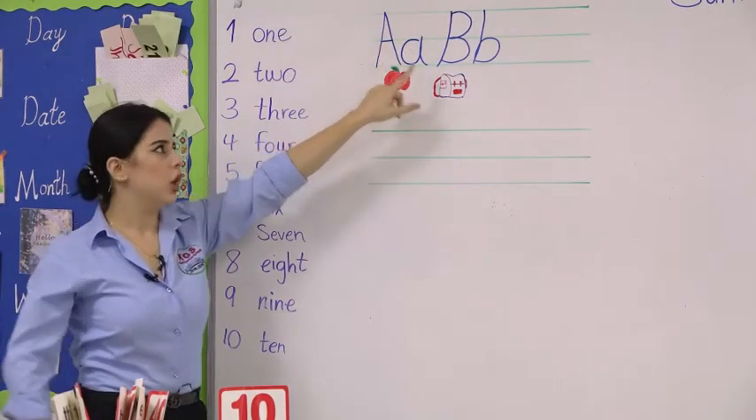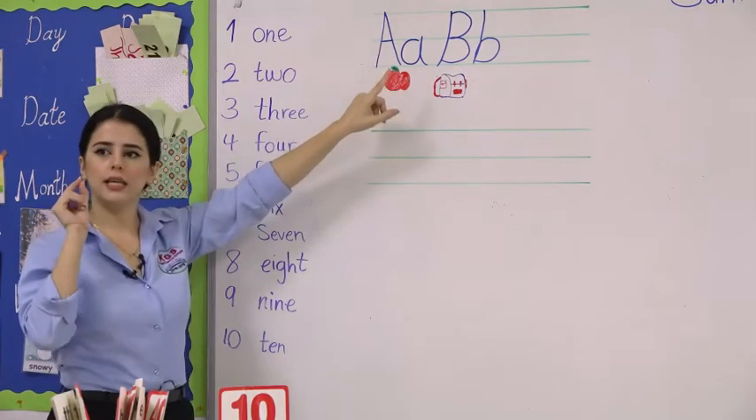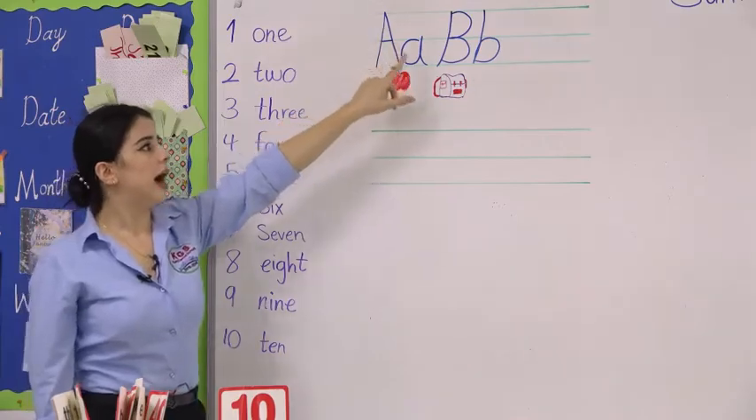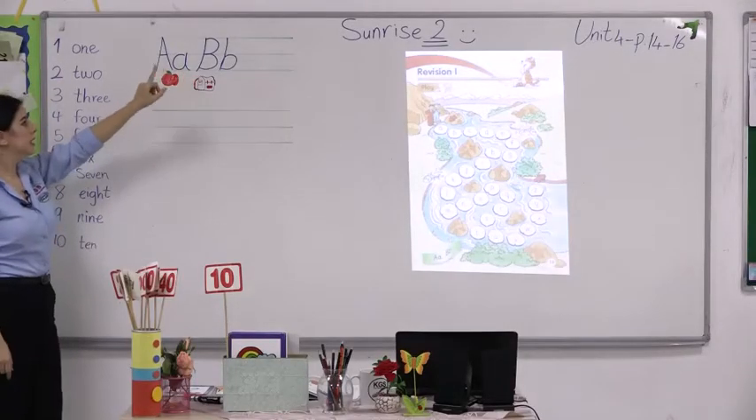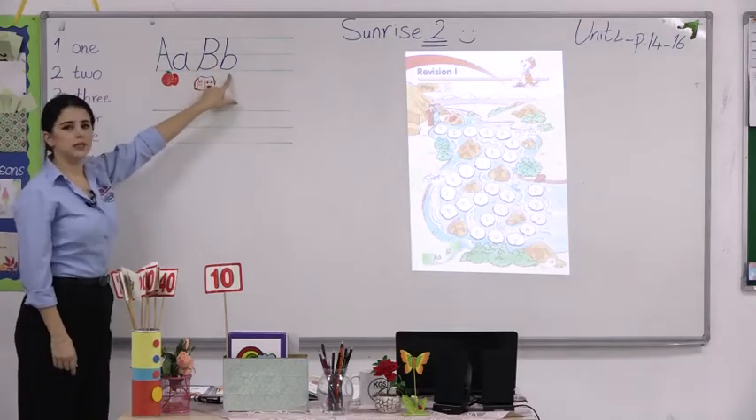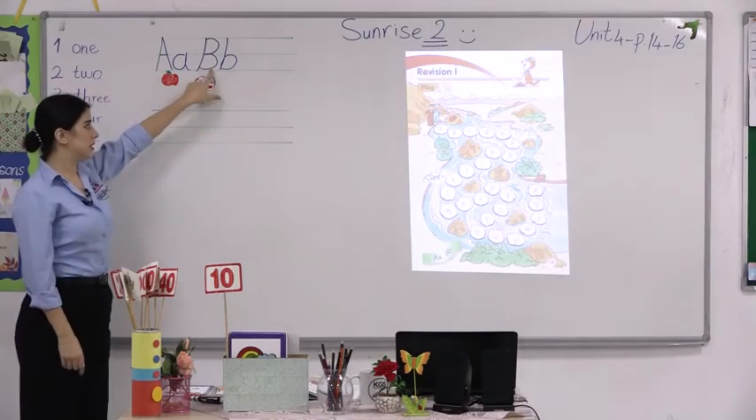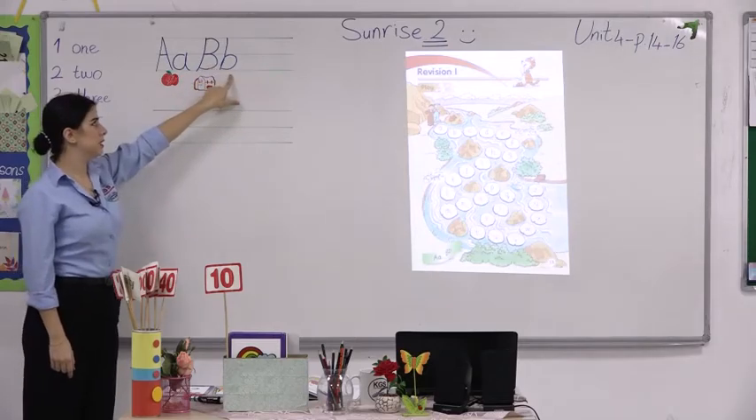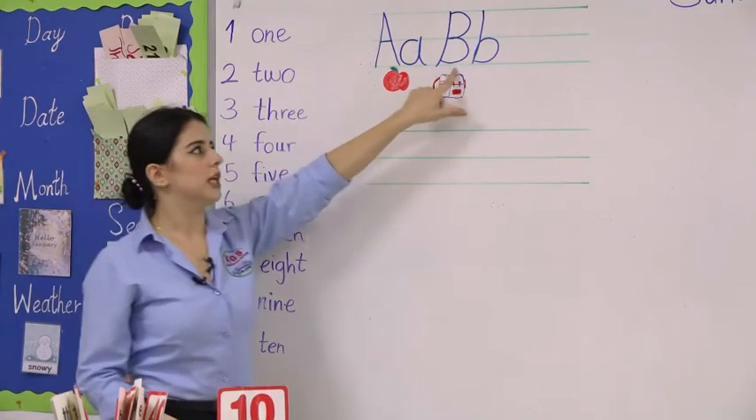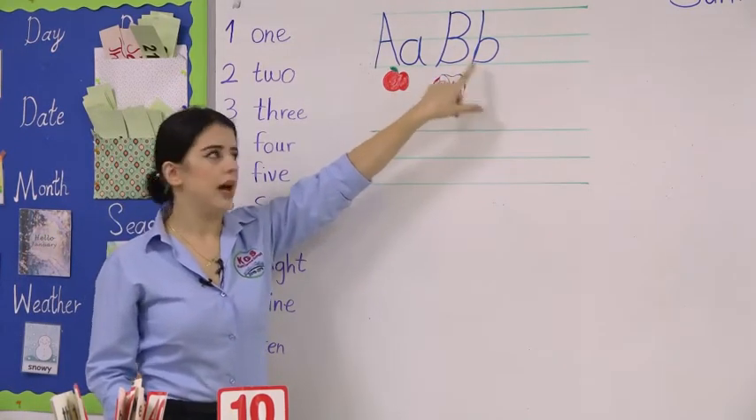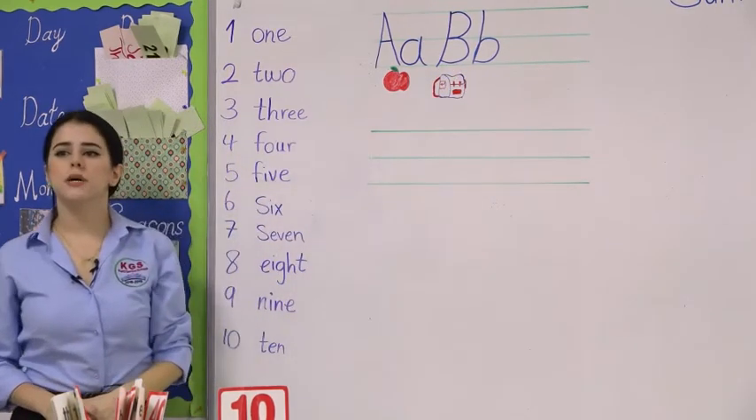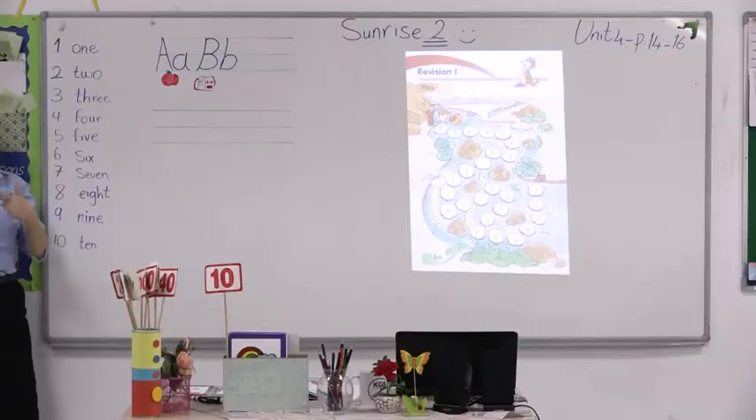Capital, lowercase, both have the same sound. Then we have capital B, lowercase b. They both have the same sound. B. Now repeat after me.